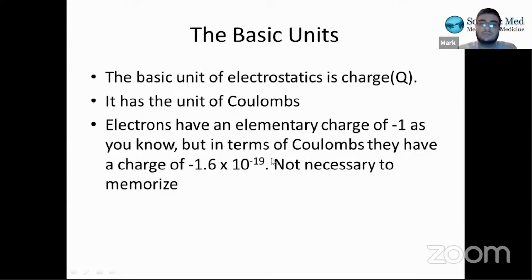But this is just something I wanted you to know, that the chemistry definition of charge and the physics definition of charge are very different. They use different units. In chemistry, we use elementary charge, which is -1, -2, -3, +1, +2, +3. In physics, we use coulombs, which is a concrete number instead. Okay.